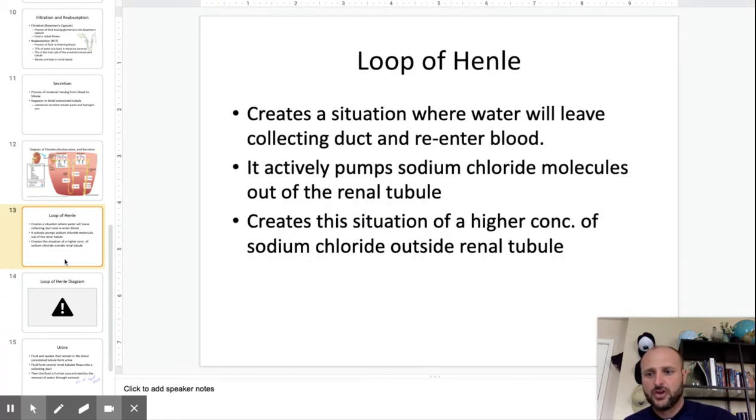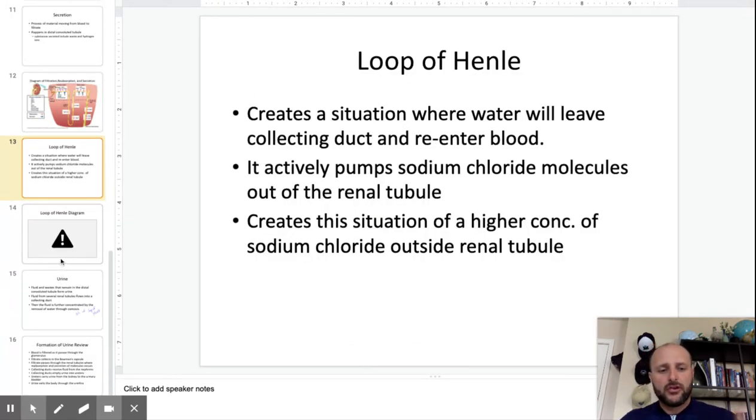So what actually does the loop of Henle do? What the loop of Henle does is it creates a situation where there's a whole lot of solutes right outside the collecting duct. And the collecting duct, remember, is where your urine will be. And all of those solutes are going to attract the water and pull water out of the collecting duct, which is good because you don't want all that water to leave your body. You want to have concentrated urine so you can stay hydrated.